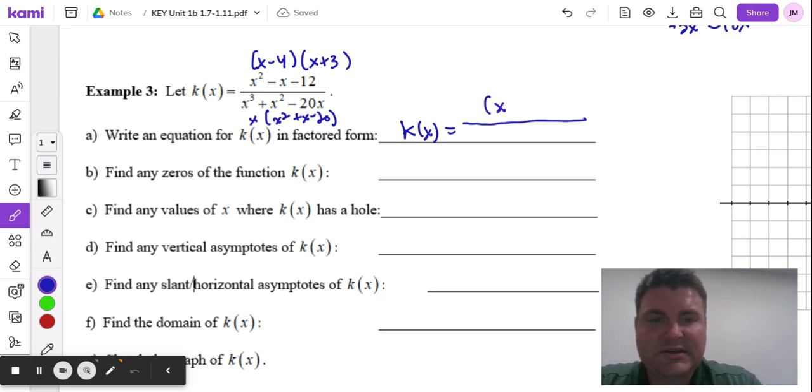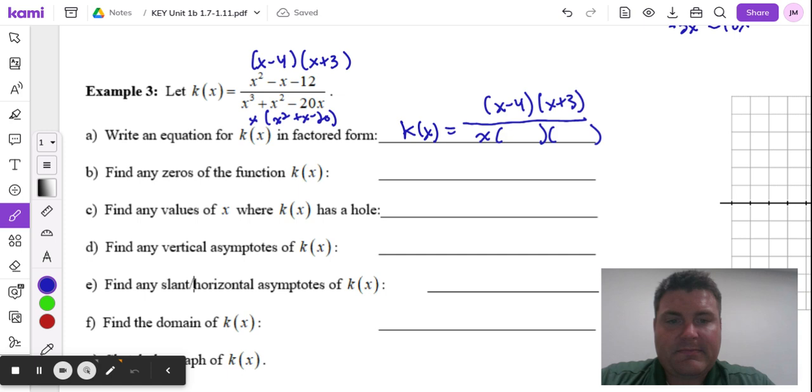So the top is x minus 4, x plus 3. Bottom is going to be x, and then I got my double bubble. I'm going to get x and x. What multiplies to 20 and adds to 1? I got a 5 and a minus 4, so x plus 5, x minus 4. Those minus 4s will cancel out, so we're going to have a hole at 4.